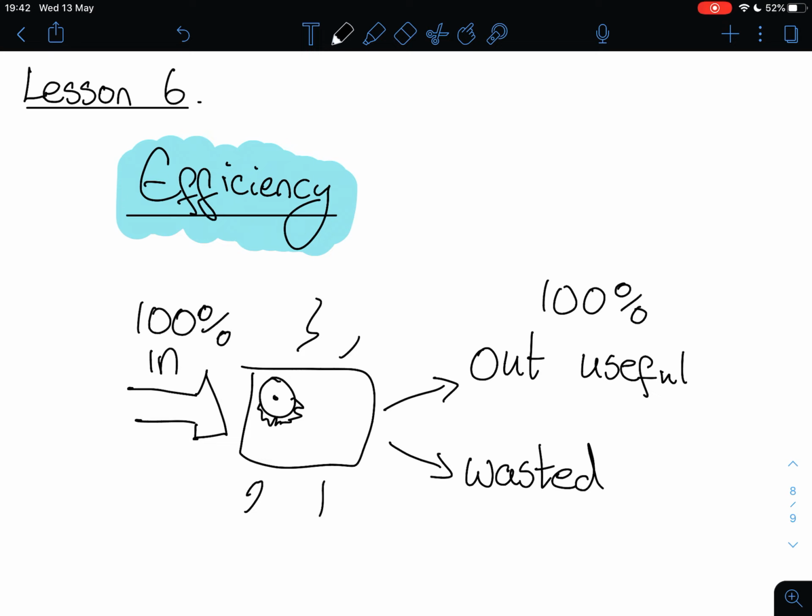No machine, if you put in 50 joules of energy, will create 50 joules of useful energy. It just cannot be done. It's one of the fundamental laws of our universe. So let's give you a nice example.